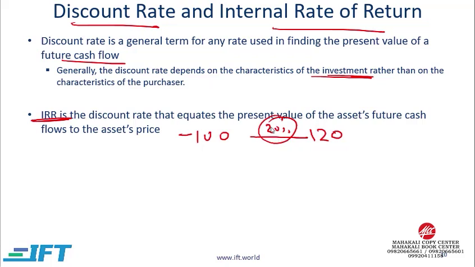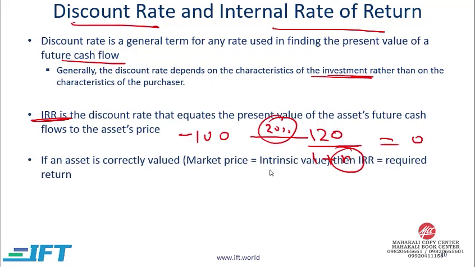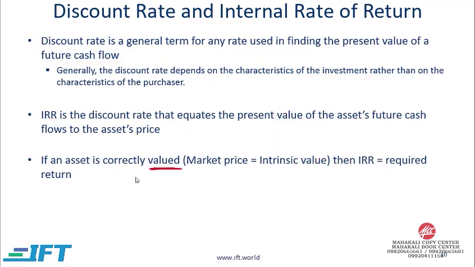And you can notice that if you find the NPV of this project, you have minus 100 plus 120 over 1 plus R. And if you set this equal to 0, then the rate which makes this equation true, in other words, the rate which makes NPV equal to 0 is 20%. So the IRR is effectively the return on the project. If an asset is correctly valued, in other words, the market price is equal to intrinsic value, then the IRR or the return will be equal to the required return.